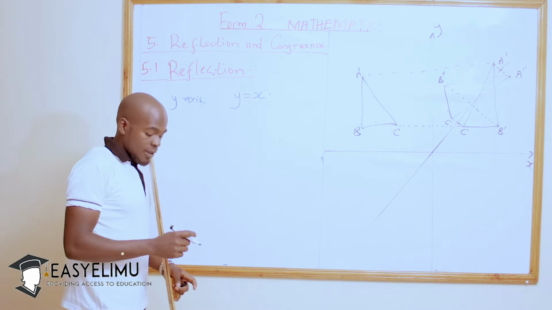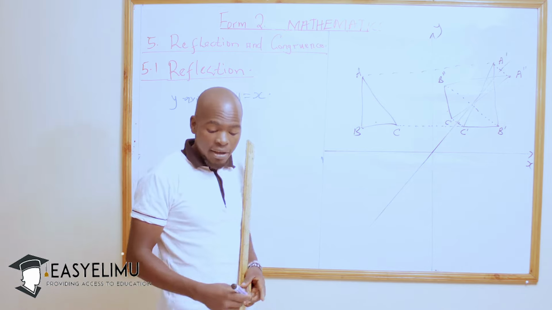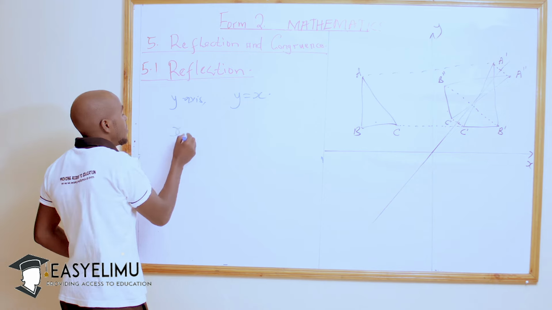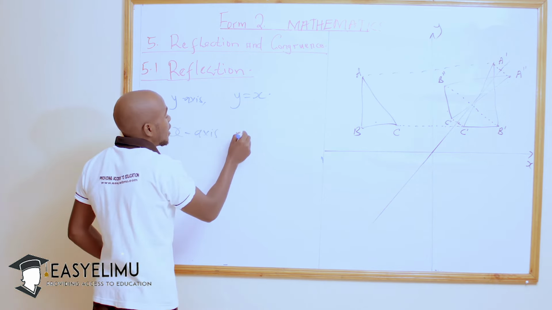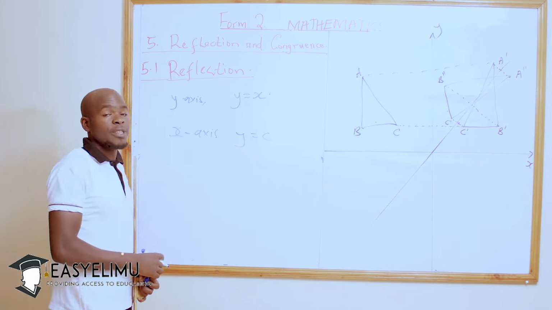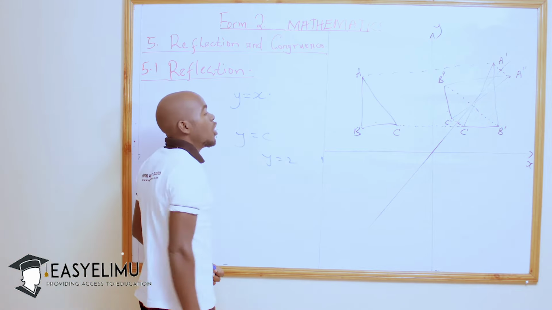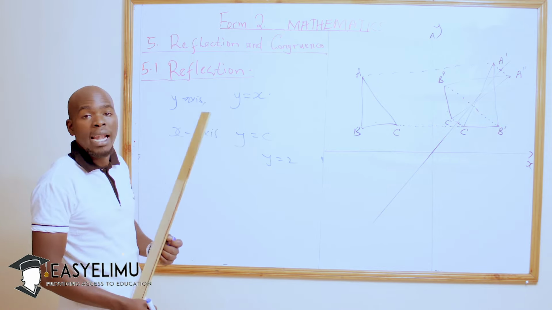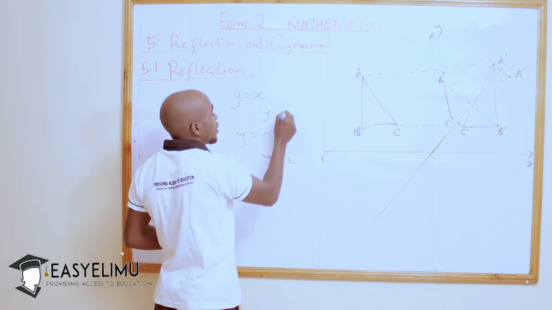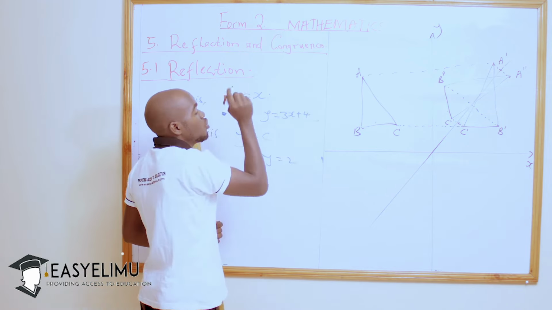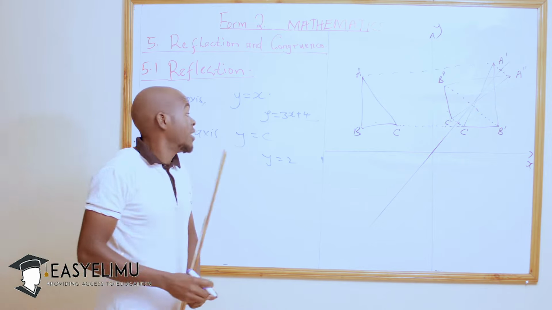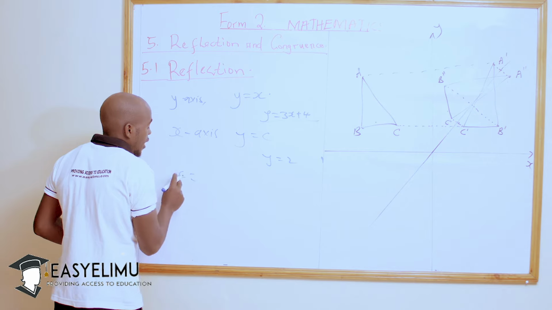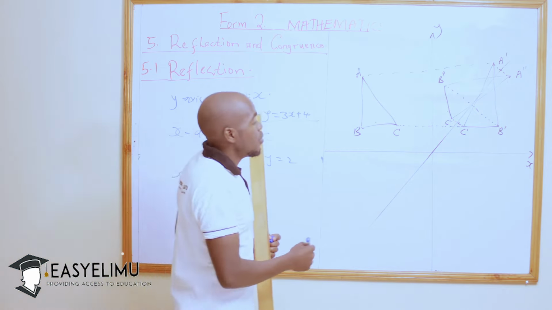Meaning that sometimes you may be required to reflect a given object under different conditions. For example, it may be the y-axis, sometimes the x-axis, and sometimes you may be given y equals c, for example, y equals 2, or even a linear equation. You are reflecting through a linear equation, for example, y equals 3x plus 4. You use that one as your mirror line. It doesn't matter. It may even be y equals x, or x equals 2.